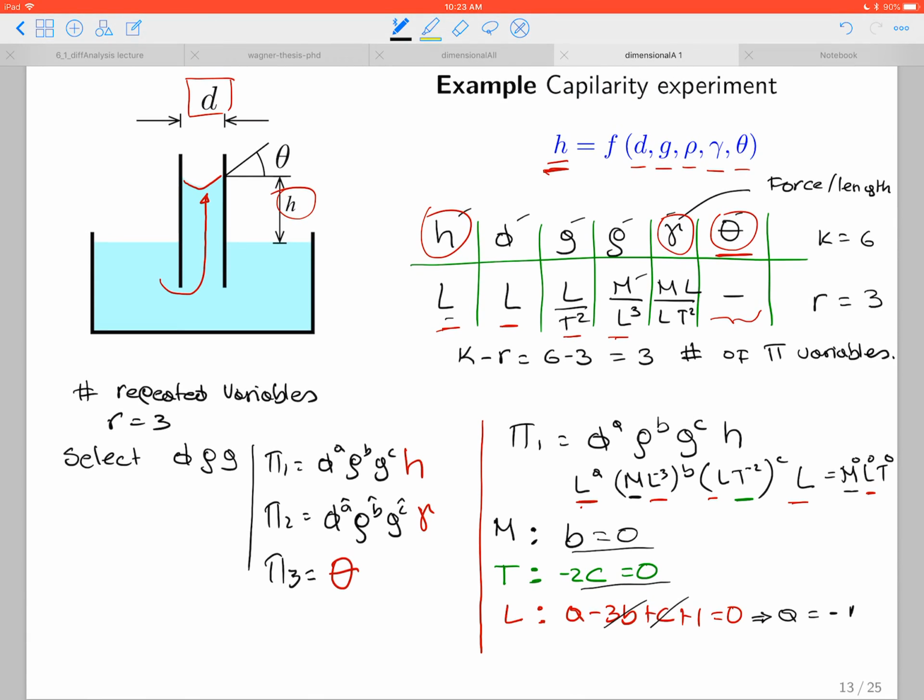So our expression, we have that pi 1 is equal to d to the negative 1, rho to the 0, g to the 0, multiplied by h. So basically we have h divided by d. That's the only two that survive. So this is our first pi term.